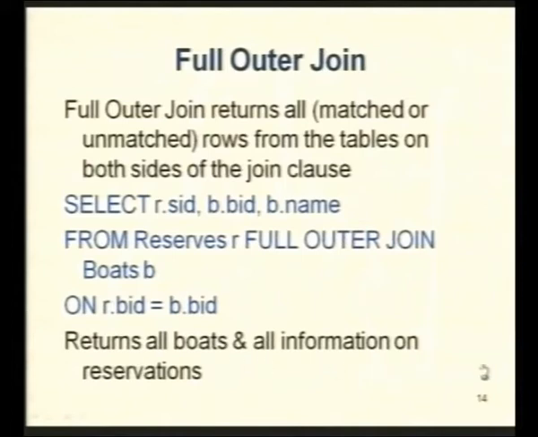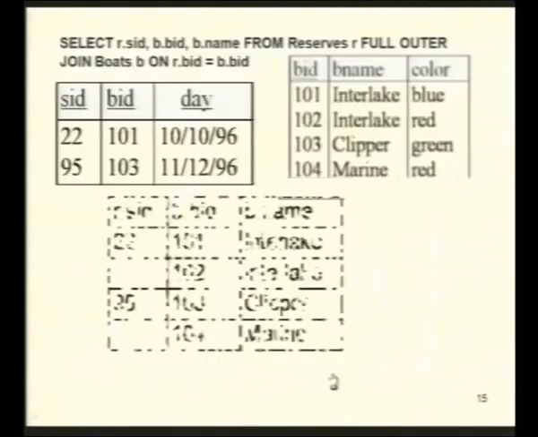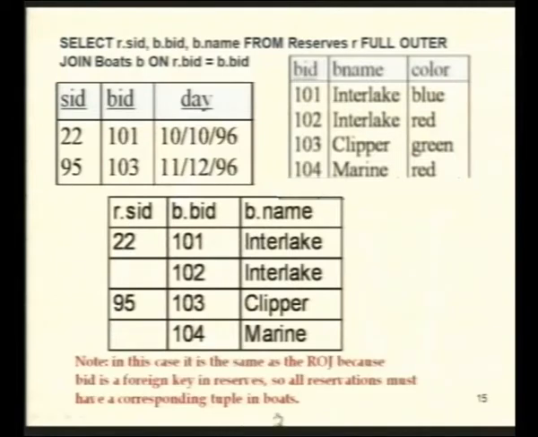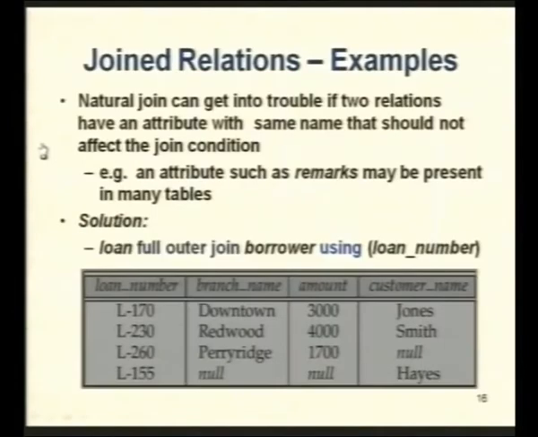It returns all boats and all information on reserves. So here you have, this is the same as before because there are boats that have not been reserved. Note, in this case it is the same as the right outer join because this is a foreign key in reserves. So all reservations exist only if there is a boat you can reserve. You can't have a reservation for a boat that is not there, so that way this does not make a difference.